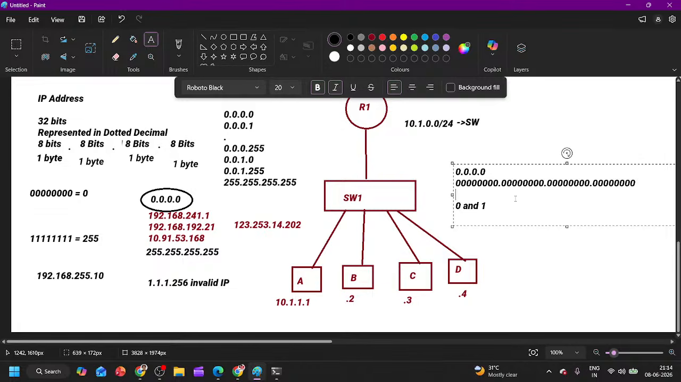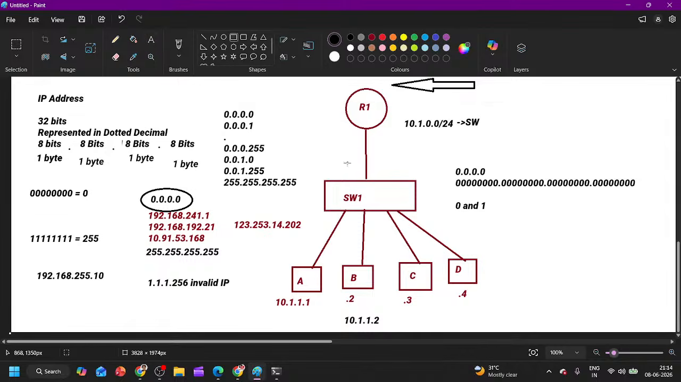Network portion. 0 is not network portion. 0 is host portion. 0 is going to represent the host portion. Like you can see, the IP address on PC number 2 is 10.10.1.2. What is common in both the IP address of PC1 and PC2?